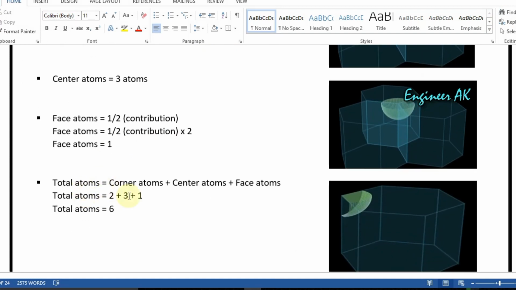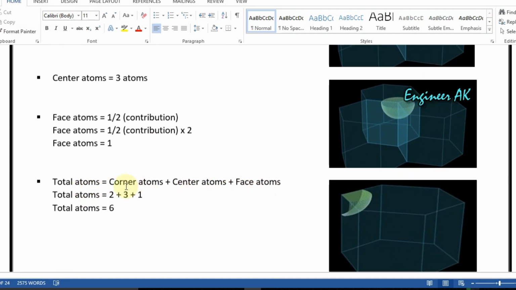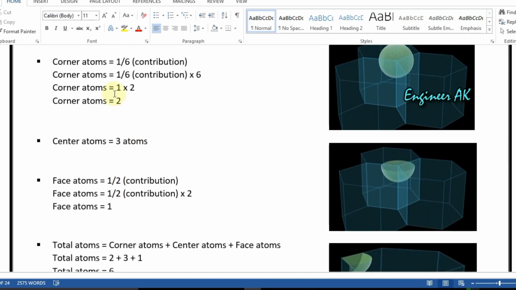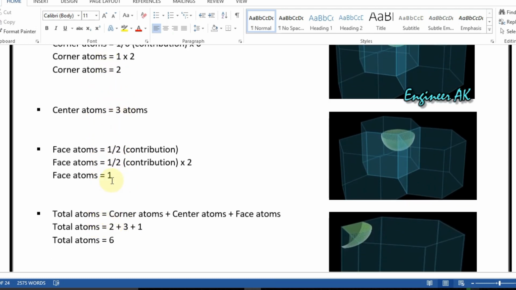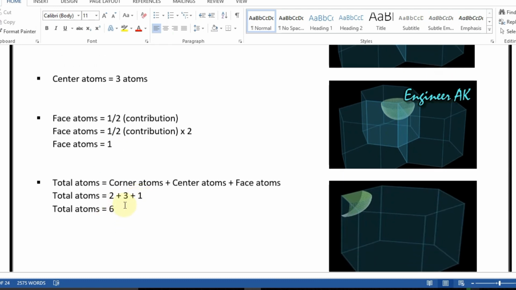Now what will be the total number of atoms? Corner atoms plus center atoms plus face atoms, so the corner atoms were 2 and the center atoms were 3 and 1 at face, so 2, 3 and 1, it comes out to be 6, right? So we have total 6 atoms, and that's why it is called close packed, because we have seen in FCC there were 4 atoms, right? In BCC there were 2 atoms, right? And it contains 6, so this is more closely packed as compared to the FCC and BCC, and FCC is more closely packed as compared to the BCC structure, right?